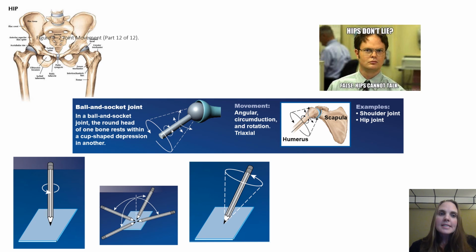And then our ball and socket joint. The ball and socket joint is going to allow for angular movement, circumduction, rotation as well, and it is allowing for movement in a triaxial plane, so all three of those planes of motion. So these are going to be our most mobile joints, and we find this in the shoulder and the hip.